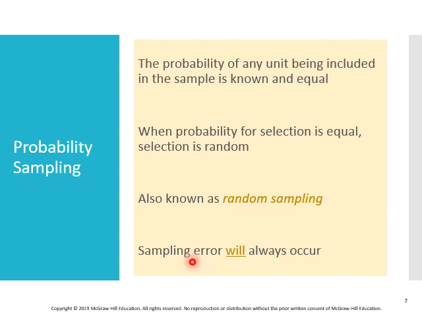But we know error is always possible, and that can happen, and therefore sampling errors will always occur or happen, despite all the careful safeguards and procedures that the researcher takes to ensure that the sample is random.